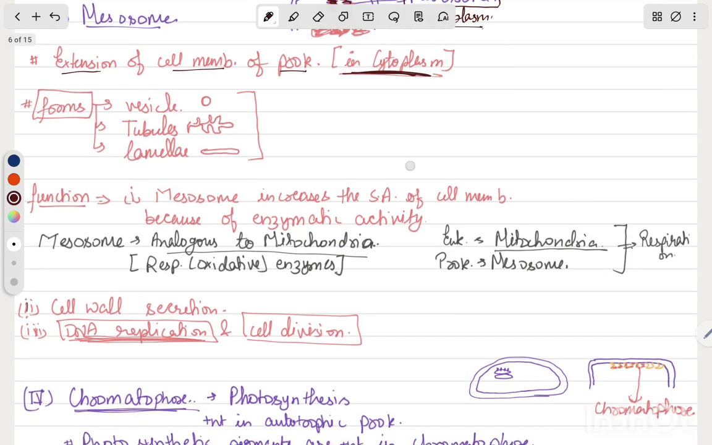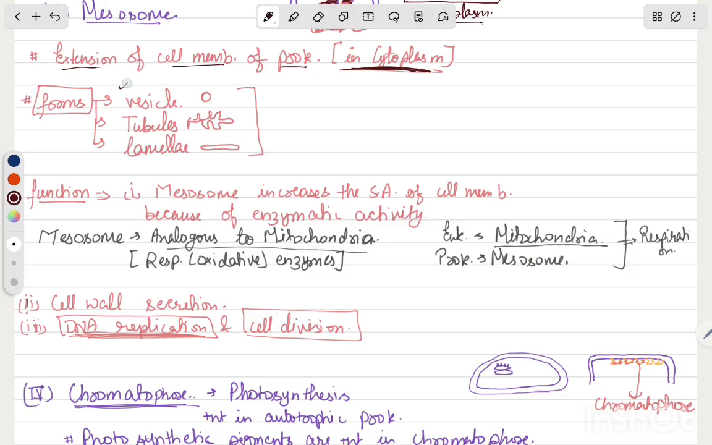Now, forms of mesosome. Mesosomes are found in three structural forms. One is vesicle, meaning spherical bodies. Next is branched tubule. Third is membranous lamella. These are the three structural forms of mesosome.